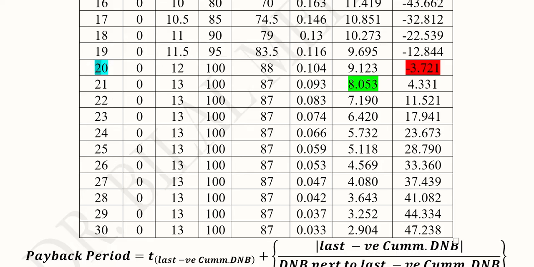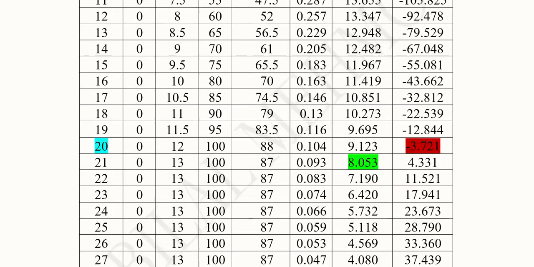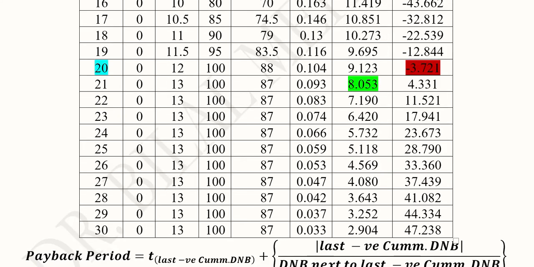It means that till the 20th year, the cumulative discounted net benefit is still negative. It means that we haven't done the recovery of the investment. But in the 21st year, it is positive. It means that somewhere in the middle, whenever this value turns 0, the recovery would have been done. So it means the payback period lies between 20 and 21.